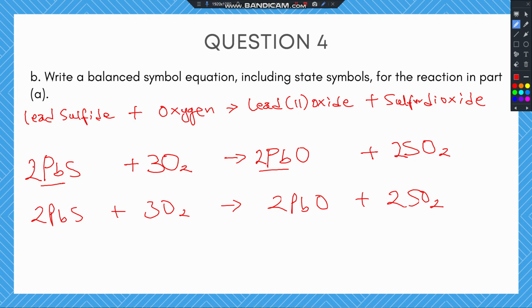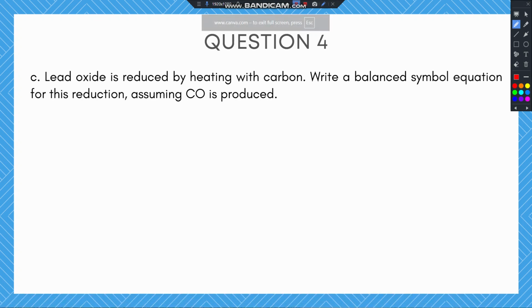So let's include the state symbols. Lead sulfide is in the solid state. Oxygen is in the gaseous state. Lead oxide is in the solid state, and sulfur dioxide is in the gaseous state. This is the full balanced equation for the second question.